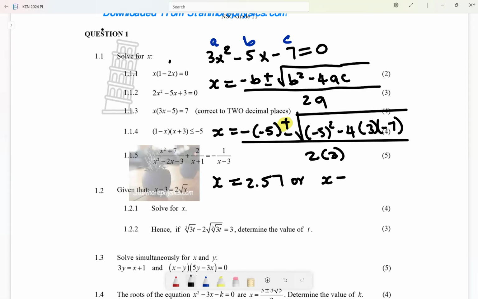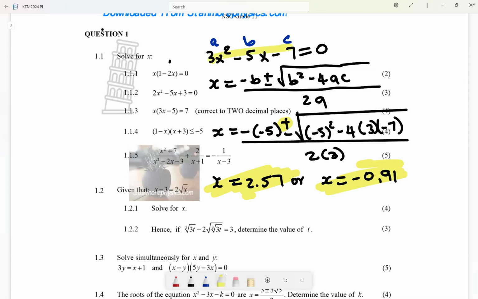Or x is equal to, when I put negative, please confirm on your calculator also if you get the same answers. I get negative 0.91 to 2 decimals. Yes, these are your two answers for 4 marks.